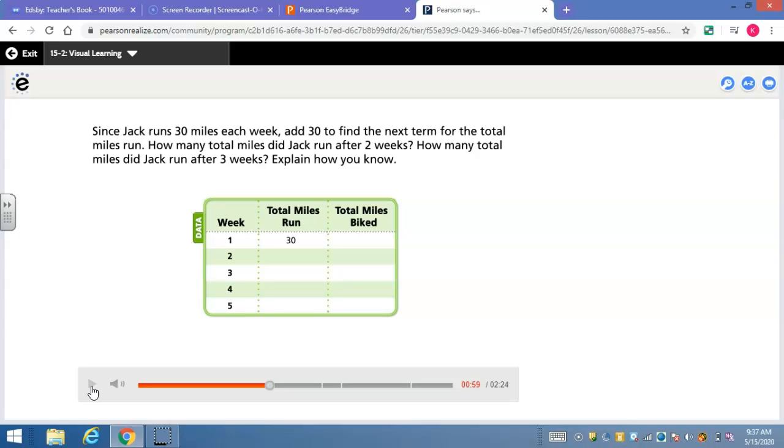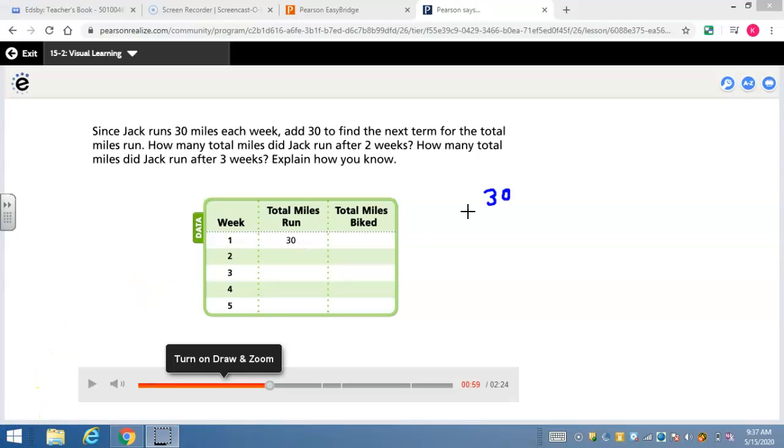And so what we need to do is start right here with the 30, and then we need to add 30 to find the next term for the total miles run. So this is pretty simple. So week 1, he did 30 miles. And then we add another 30 here.